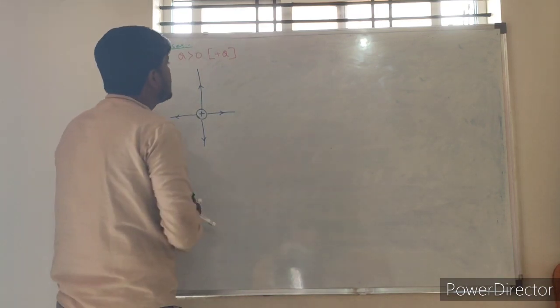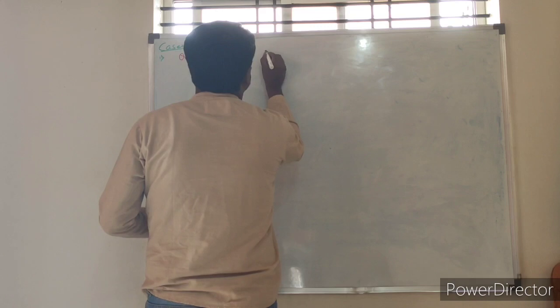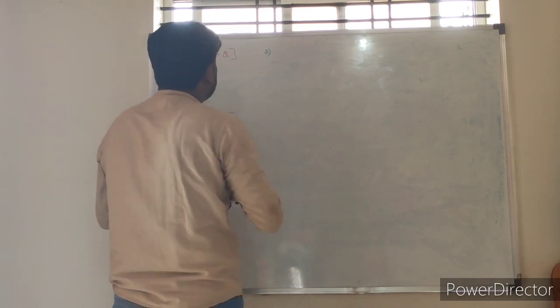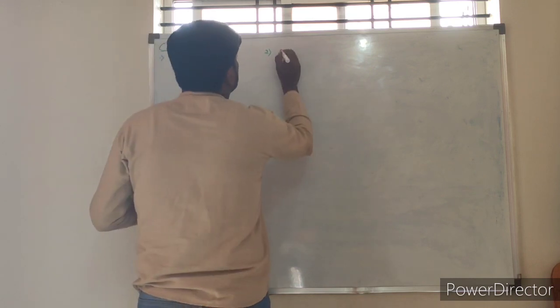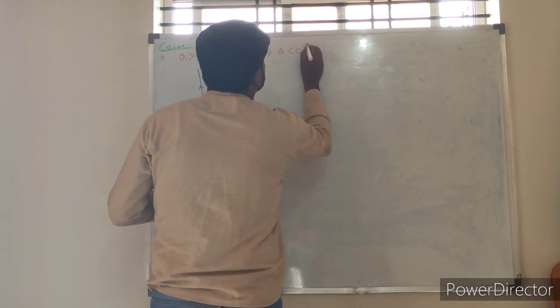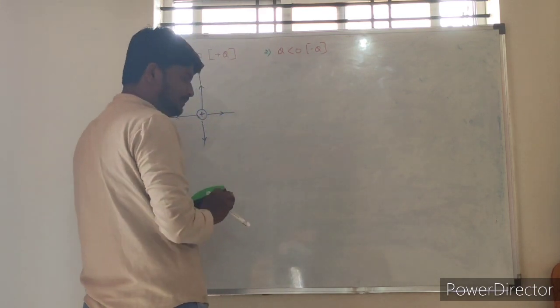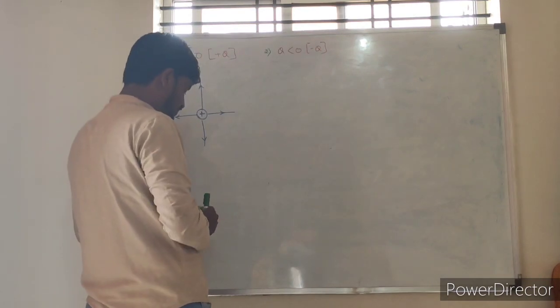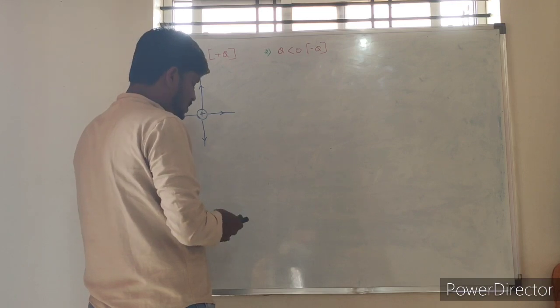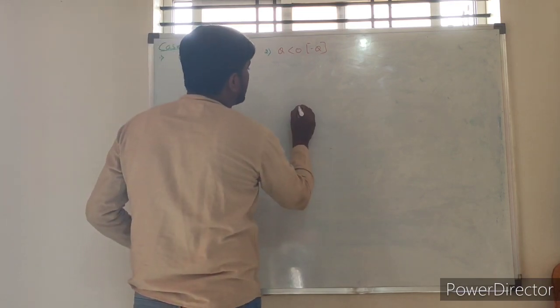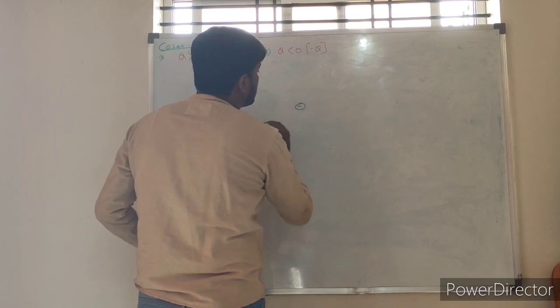Suppose if source charge is negative, case 2 says if source charge is negative, Q is less than 0, that is for minus q. So now we can draw the lines of force like this. Since it is a given charge, it is a negative charge, put a negative sign at the center.